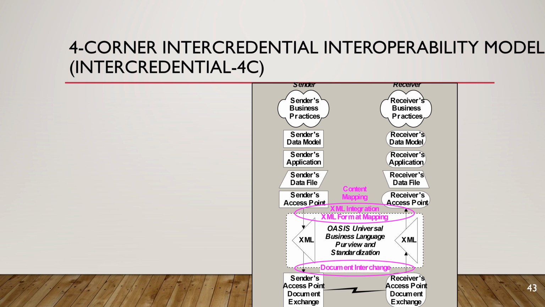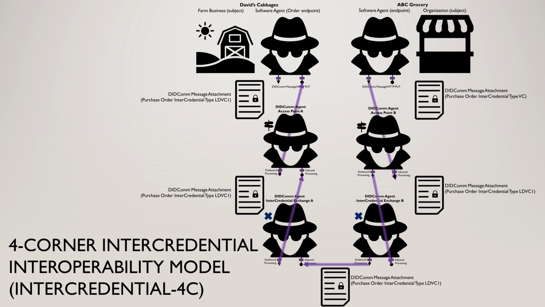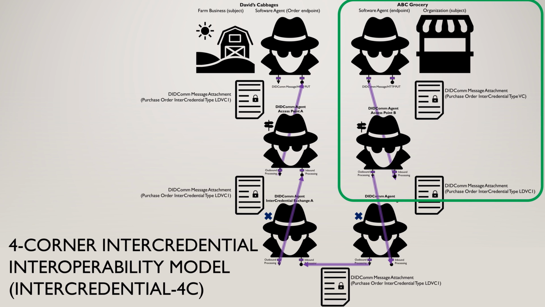Let's start to make this look like a DIDCOMM ARM-based solution, a Web 7.0 solution. So if we take this standard model of the four-corner InterCredential interoperability model, and we use a series of DIDCOMM agents to represent the senders and the receivers. In this case, the senders are on the right-hand side, as is our convention in Web 7.0, and the receivers are on the left-hand side. So coming down the right-hand side, we have ABC Grocery creating, let's say, a purchase order using the VC Verifiable Credential type.